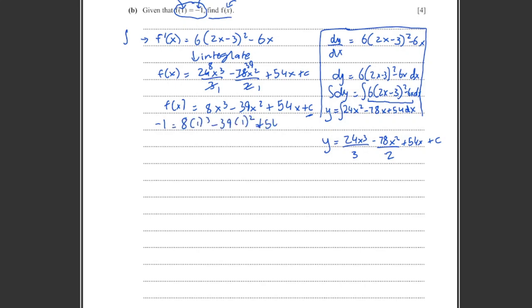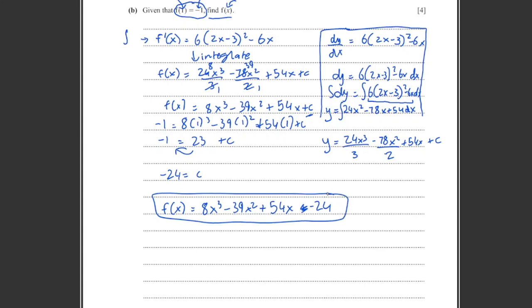And when you are going to solve this out, all of this is going to give you 23. And so you take the 23 over there to the other side, it's just going to become negative 24 equals c. Okay, and then you can sort of just say that your f of x is equal to 8x cubed minus 39x squared plus 54x minus 24. This is going to be your final answer.